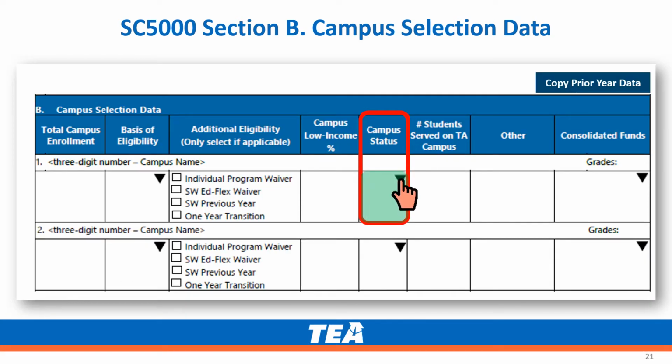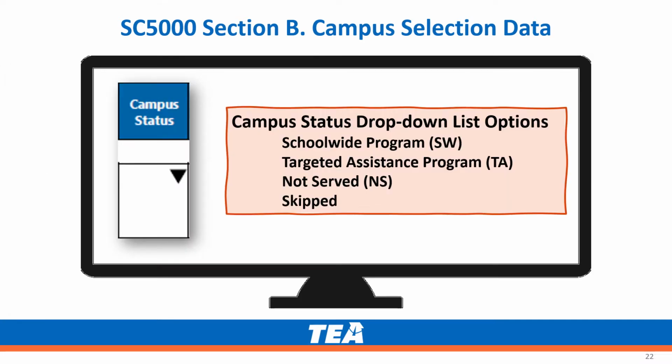The campus status column is a drop-down listing. From the drop-down list, select the option that indicates how the LEA will serve each campus based on eligibility requirements. The campus status drop-down list options include school-wide program, targeted assistance program, not served, or skipped. For specific information and definitions for each of the options, please see the SC5000 Schedule Instructions and the SC5000 Guidance Handbook.